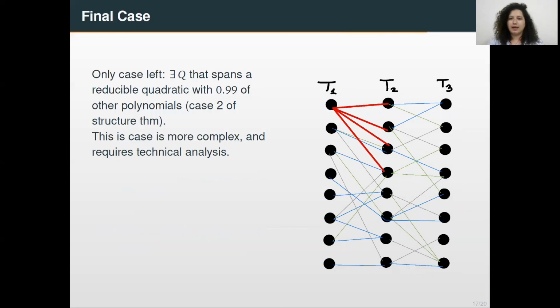Thus, the last case we have to consider is that there is at least one polynomial in the set that satisfies case 2 of the structure theorem with almost all the other polynomials. So most of its edges are red, almost all of its edges. And recall that by case 2, we mean that they together span a reducible quadratic. This case is handled separately, and it is the most complex case, and I will not go into the details of the proof.